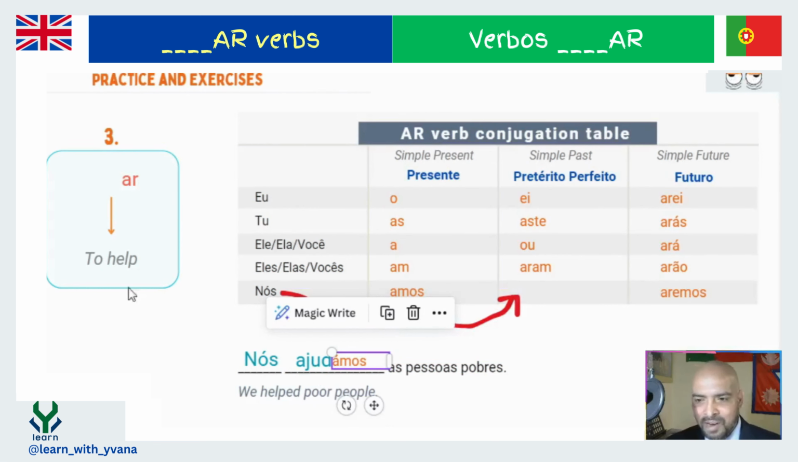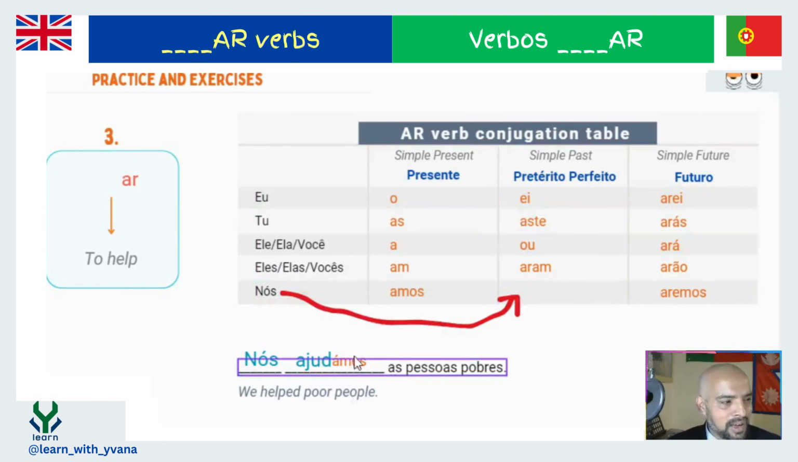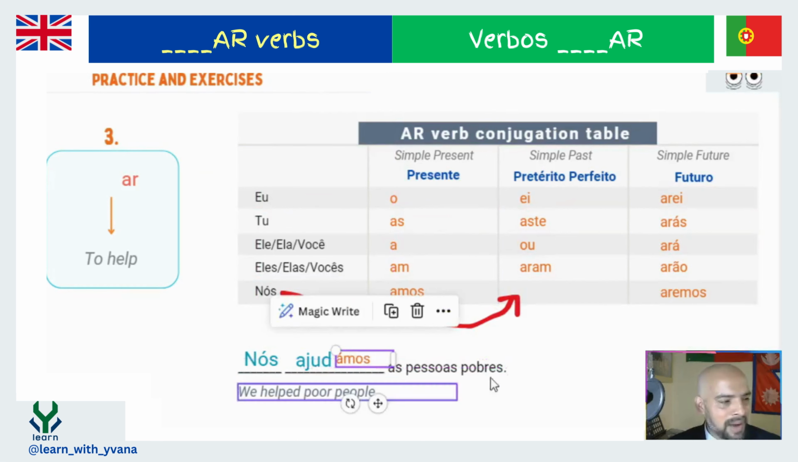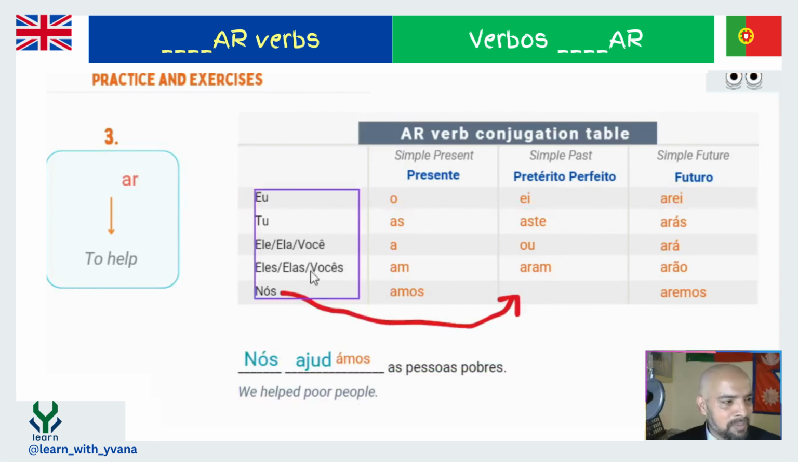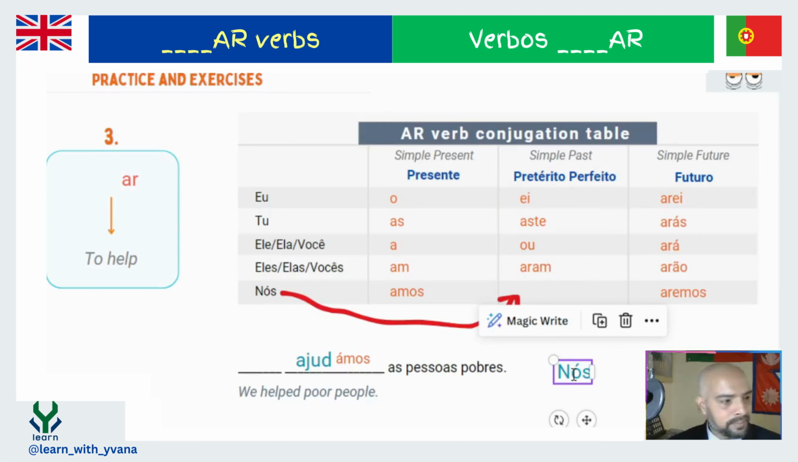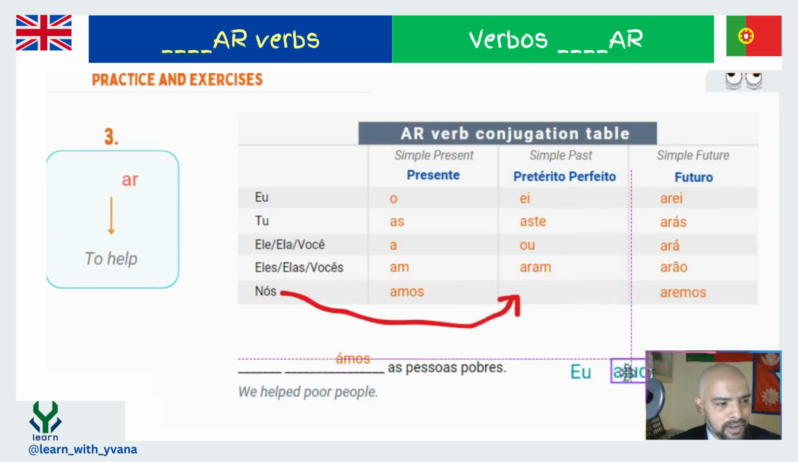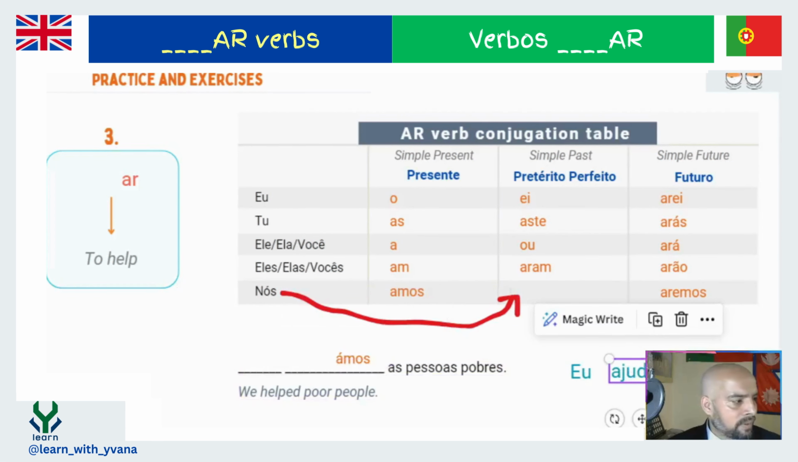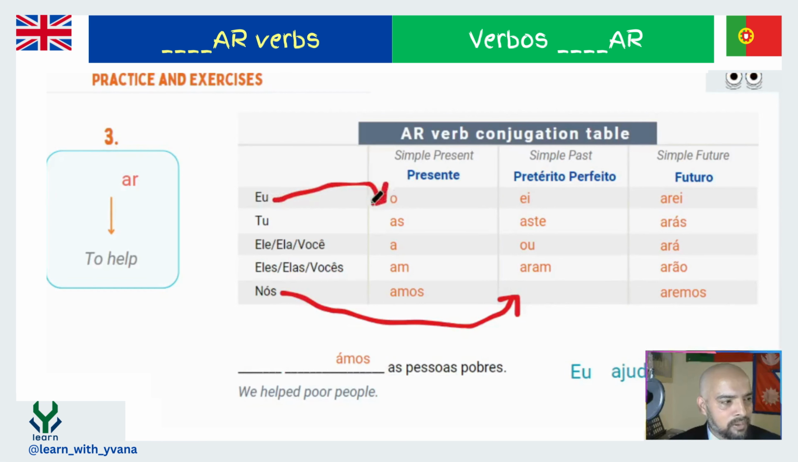Eu ajudar irmã, not that. You have to see the table, right? If you say, I help my sister, then it's easy. Let me make a sentence for you. I means eu. So you have to say eu, right? And then ajudar, keep this AJUD here. And in present tense, if you see here in our chart, we just have to add O.